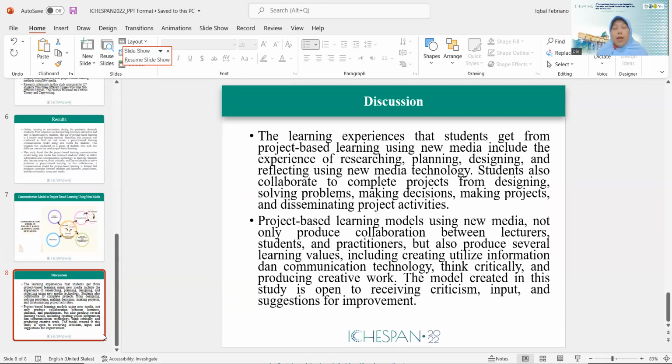Discussion. The learning experience that students get from project-based learning using new media includes the experience of researching, planning, designing, and reflecting using new media technology. Students also collaborate to complete projects from designing, solving problems, making decisions, making projects, and disseminating project activities.